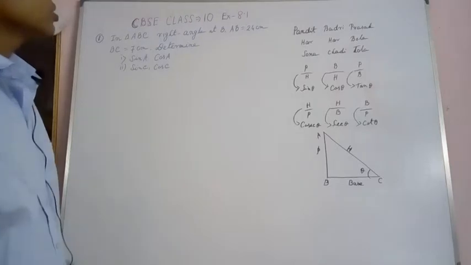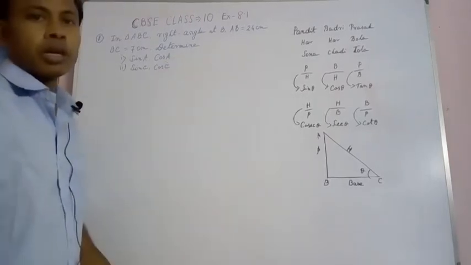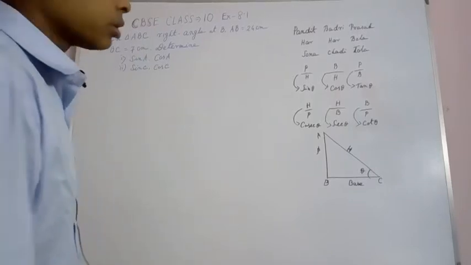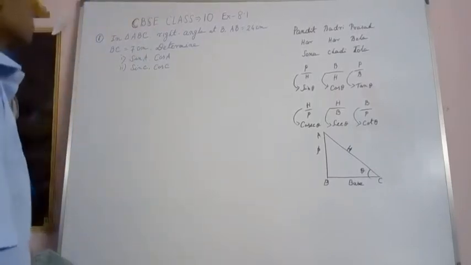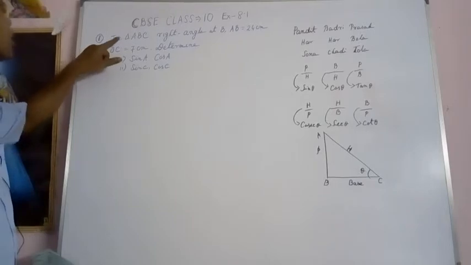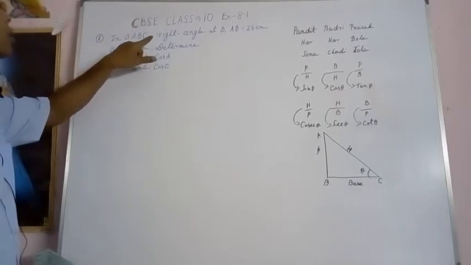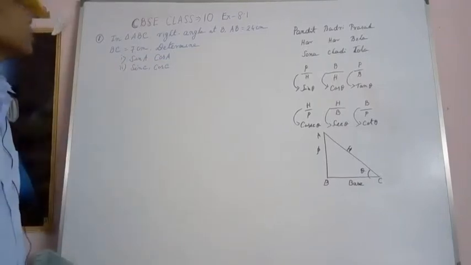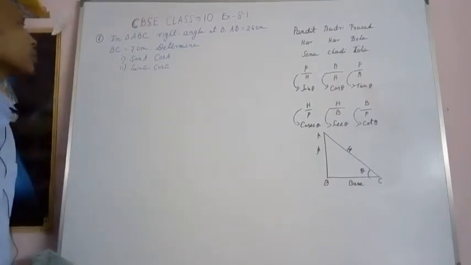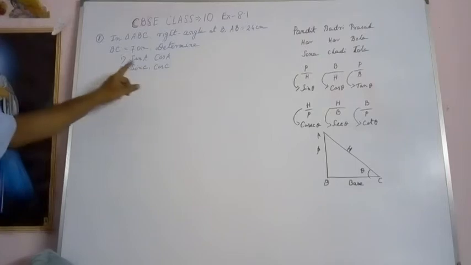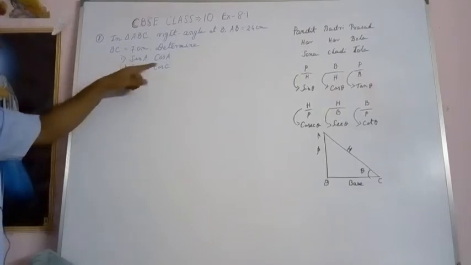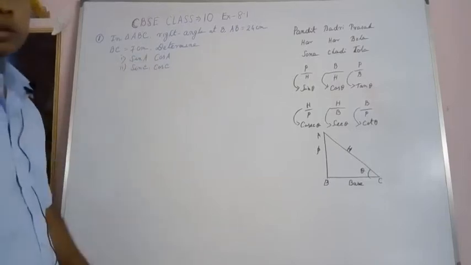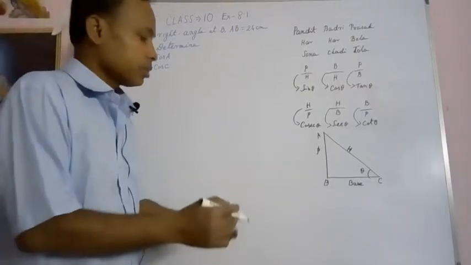CBSE class 10 exercise 8.1. This is basically trigonometry. Question number 1. In triangle ABC, right angle at B, AB is equal to 24 centimeter and BC is equal to 7 centimeter. Determine sin A, cos A, and sin C, cos C. How will you determine it?